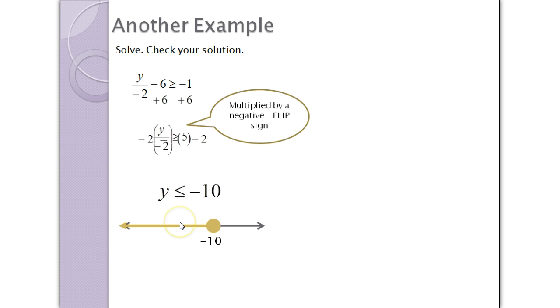So now we need to check our answer. Once again, feel free to pick any value that's in this gold area. Okay, you can pick -10. I'm going to pick -16. So here we go. Does it work?